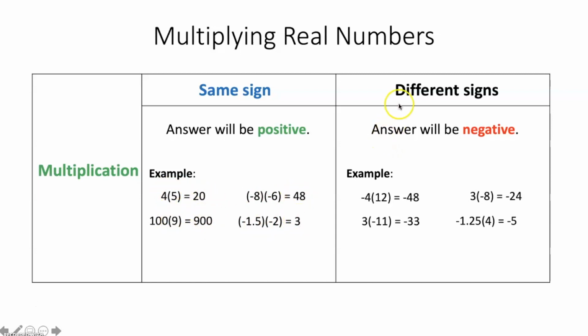Now, if you are multiplying two numbers that have different signs, aka one is negative and one is positive, your answer will always be negative. So again, if you're multiplying a negative number by a positive number or a positive number by a negative number, your product, your answer, will always be negative.